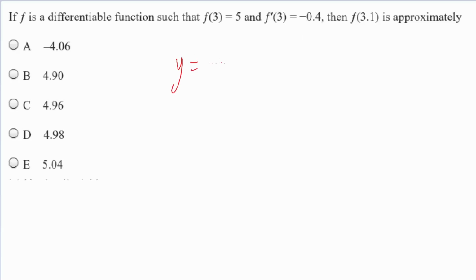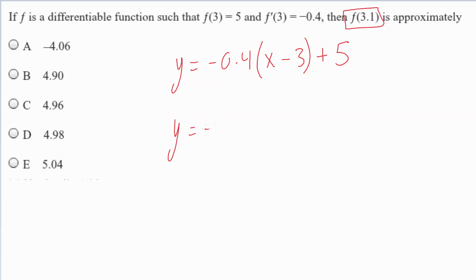So y equals m times x minus x1, plus y1. So we've got our point-slope form there. And then what that allows us to do is approximate some values around our tangent line, and 3.1 is definitely very close to 3, so we can approximate it.